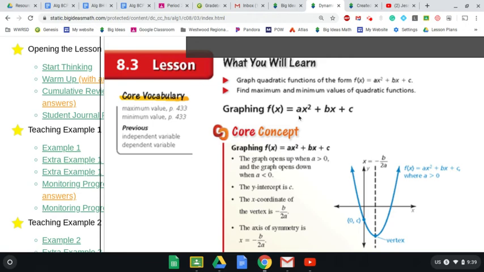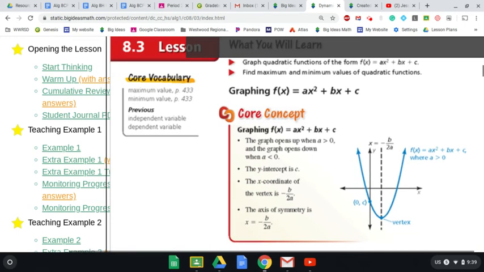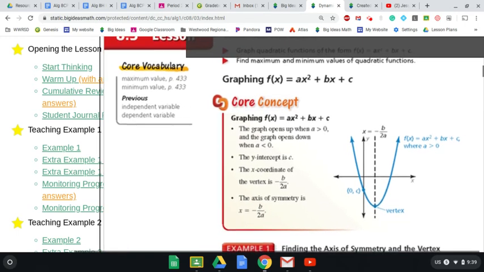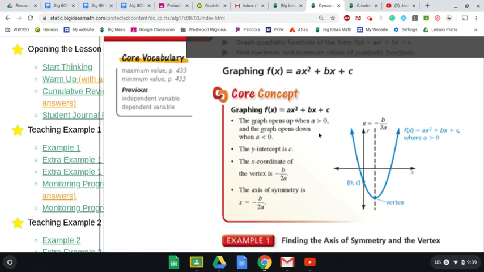And then the a is still causing a reflection or not, and then it could be a stretch or a shrink. So there are lots of transformations that are going to happen with this. The biggest thing that we need to make sure that we talk about is the vertex, the location of it. So let's go through this here.